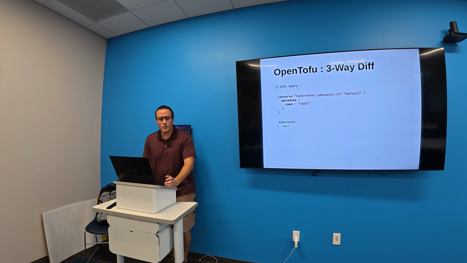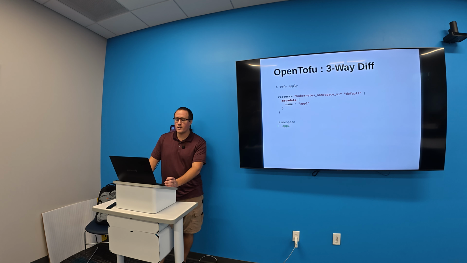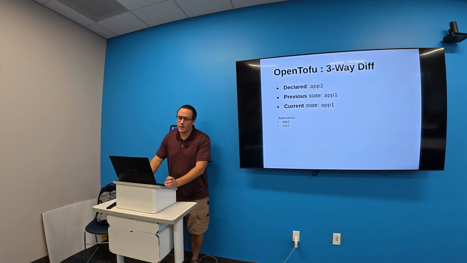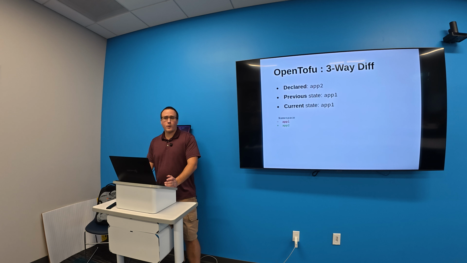By contrast, if you use Tofu here, we can create a namespace. You can create app1. First time we apply it, it creates it just like before. If we rename it, guess what? It deletes app1 and creates app2, exactly like what we want. And it does this because when you run it that second time, you're declaring that I want namespace app2. The previous state had app1 in it, so it knows it's responsible for namespace app1.